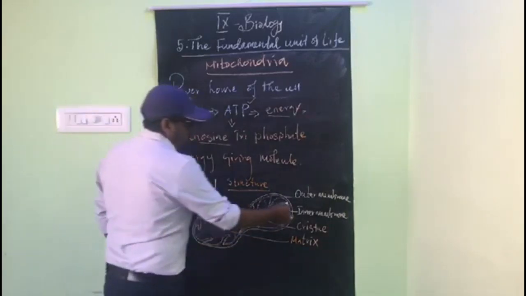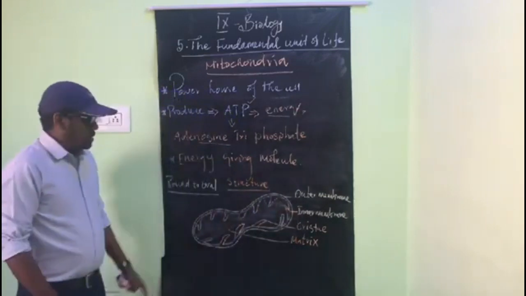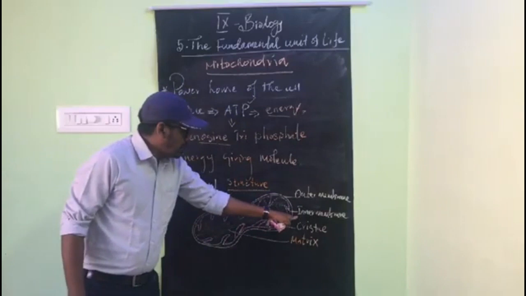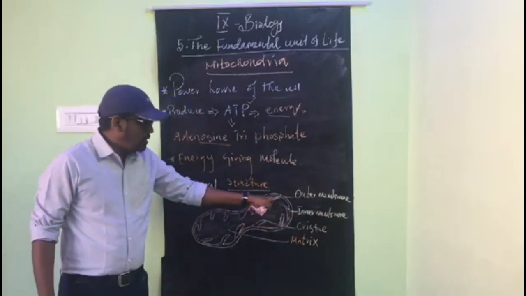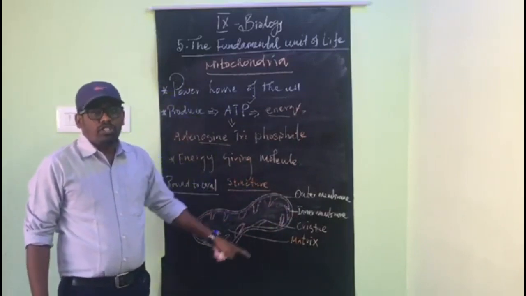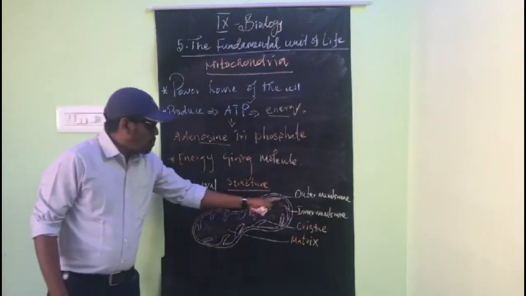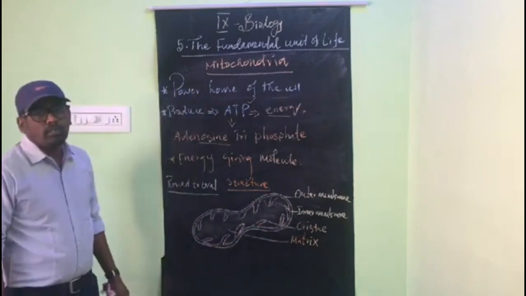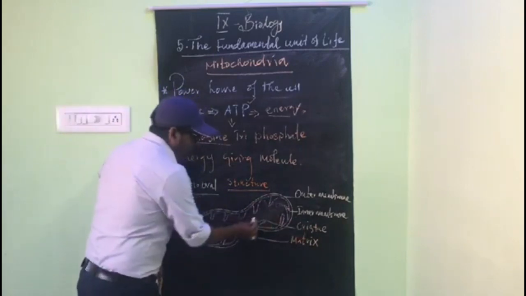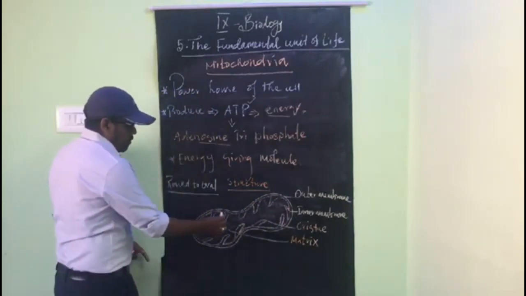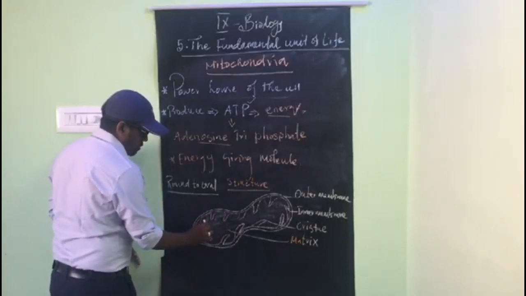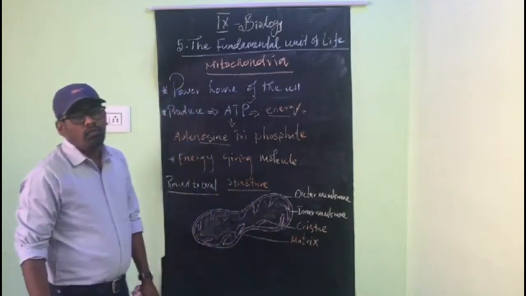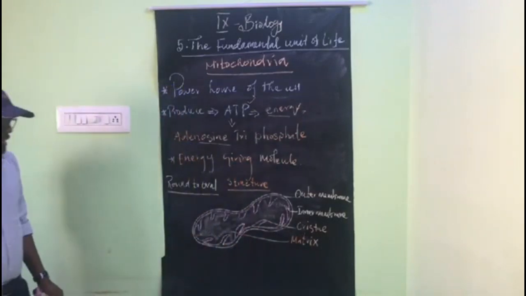Okay, there is the outer membrane and the inner membrane. This is the outer membrane, this is the inner membrane. The inner membrane contains the finger-like projections. The projections are called cristae. Inside the mitochondria there is a fluid substance, which is called the matrix.